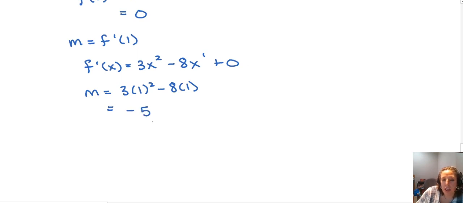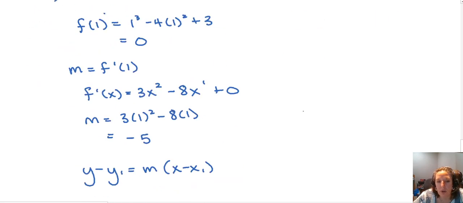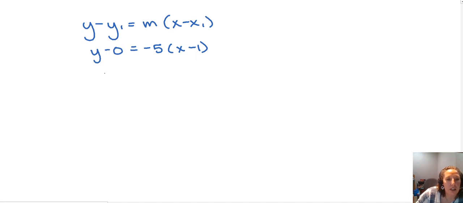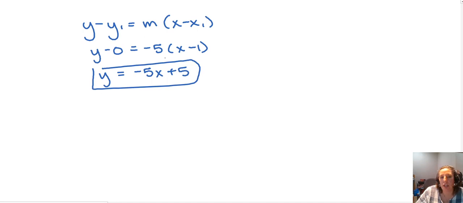So now we have our point and our slope. Now we can plug into the point slope form of a line, y minus y1 equals m times x minus x1, where our point is (1, 0) and our slope is negative 5. So we get y minus 0 equals negative 5 times x minus 1. If we distribute negative 5, we'll get y equals negative 5x plus 5. So that would be the equation of the tangent line.